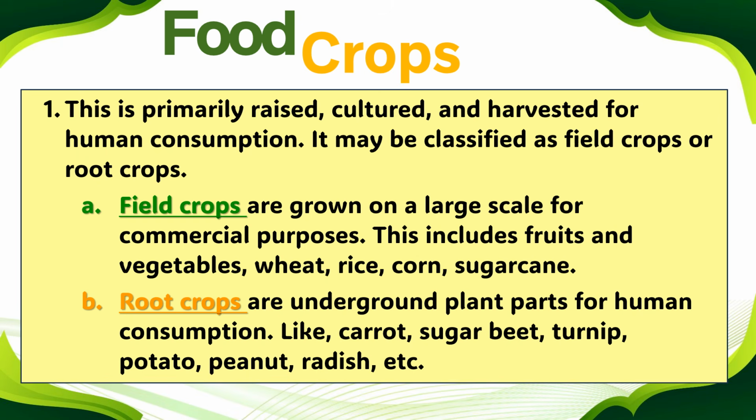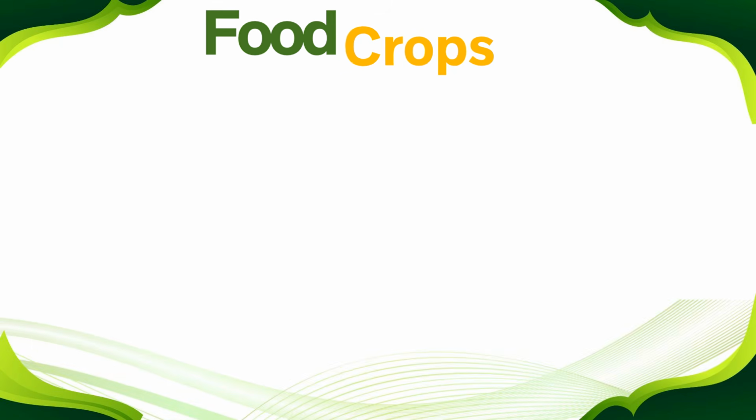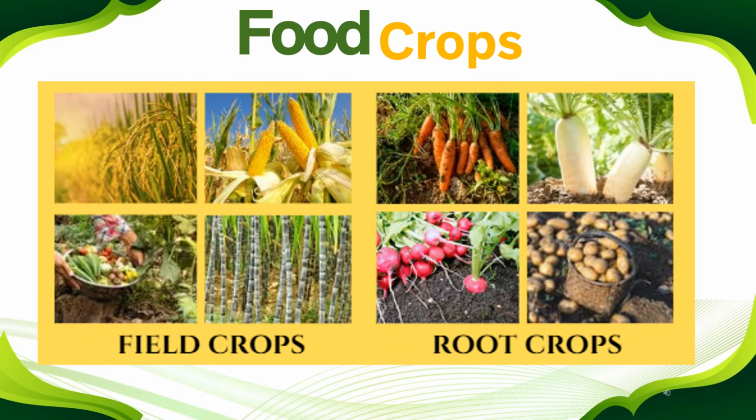The field crops are grown on a large scale for commercial purposes. This includes fruits and vegetables, wheat, rice, corn, sugarcane. The root crops are underground plant parts for human consumption, like carrot, sugar beet, turnip, potato, peanut, radish, etc. Here are some examples of food crops.